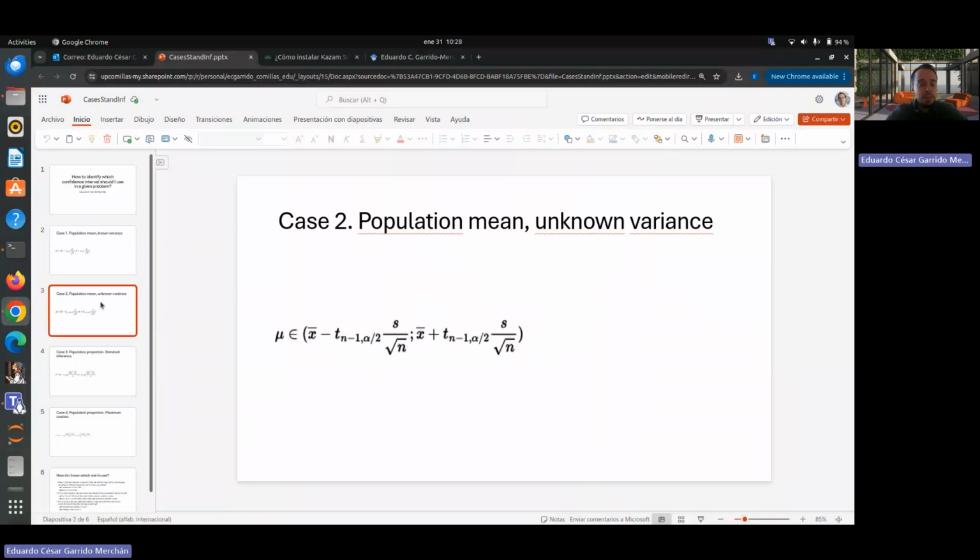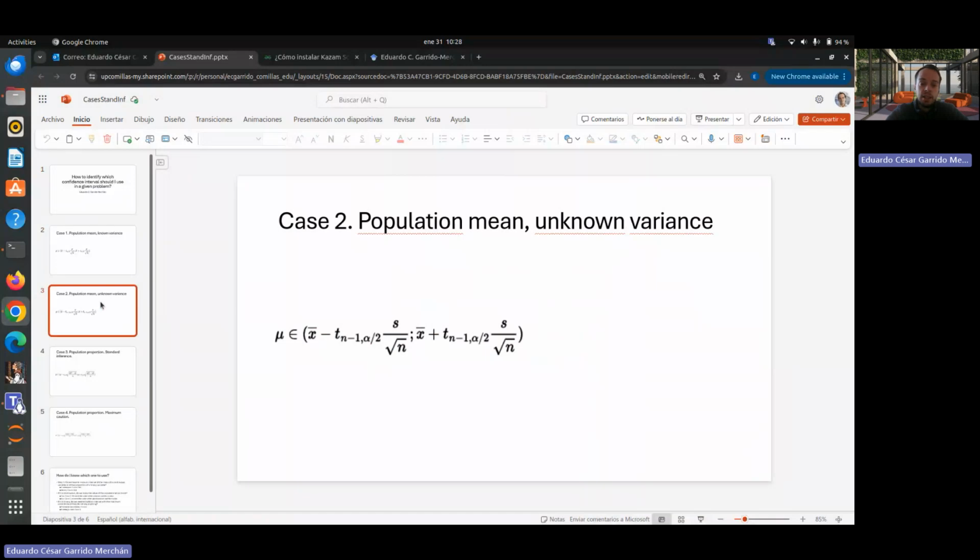The second case is really similar to the first case, with the difference that you do not know the variance. The variance of the problem is unknown, okay? You can see over there how the difference between case 1 and case 2 is that in case 1 you have sigma and now you have S. S is the quasivariance, okay? That is another estimator of the uncertainty of a random variable, but unbiased. So it is the statistic that you are using here.